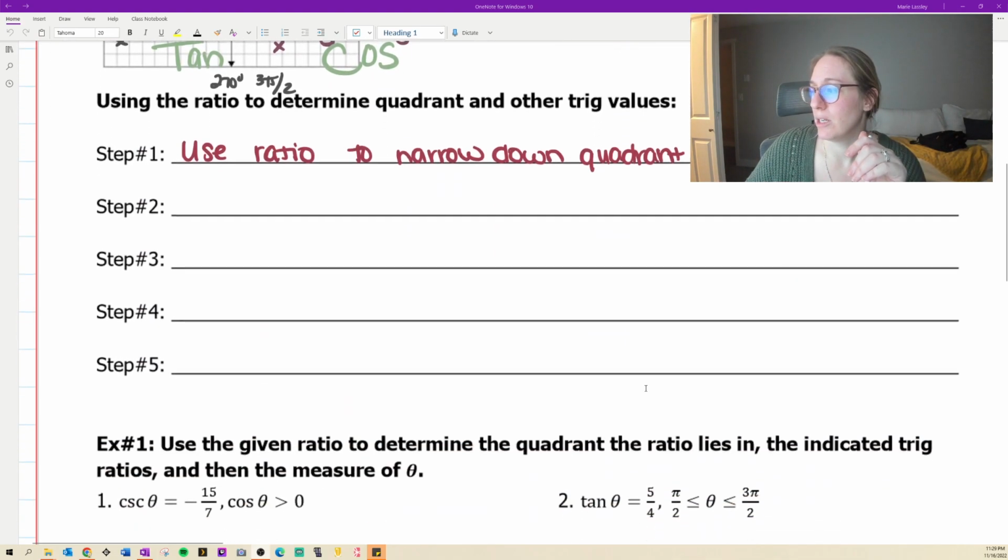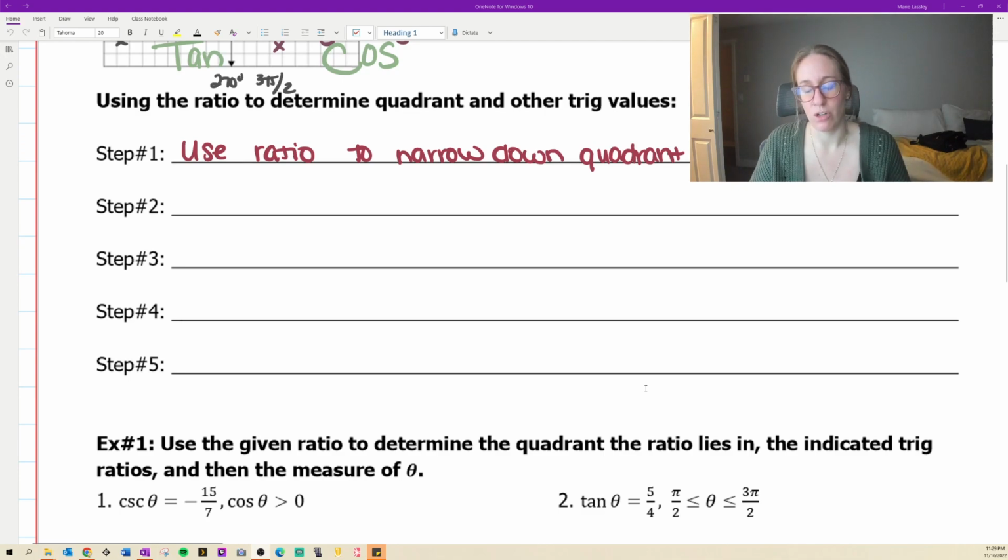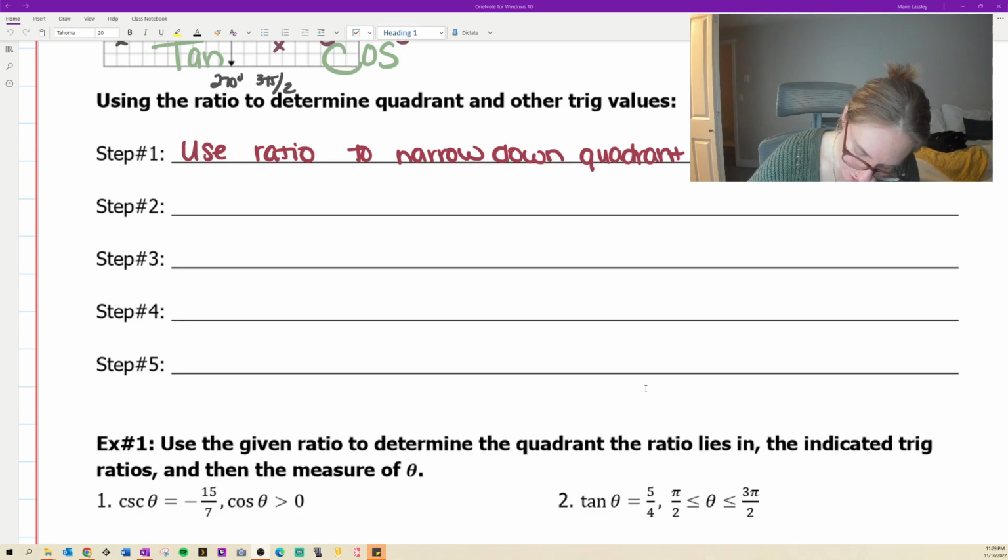Your second step is to use whether they gave you an interval or an inequality as the second piece of information. You're going to use that to figure out the ultimate quadrant you're going to be in. You take that 50-50 and narrow it down to the exact value. So step number 2: use the inequality.